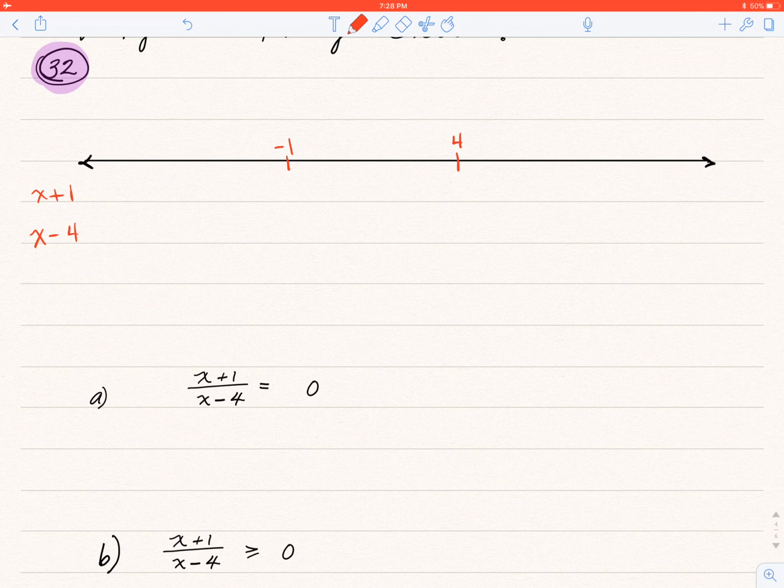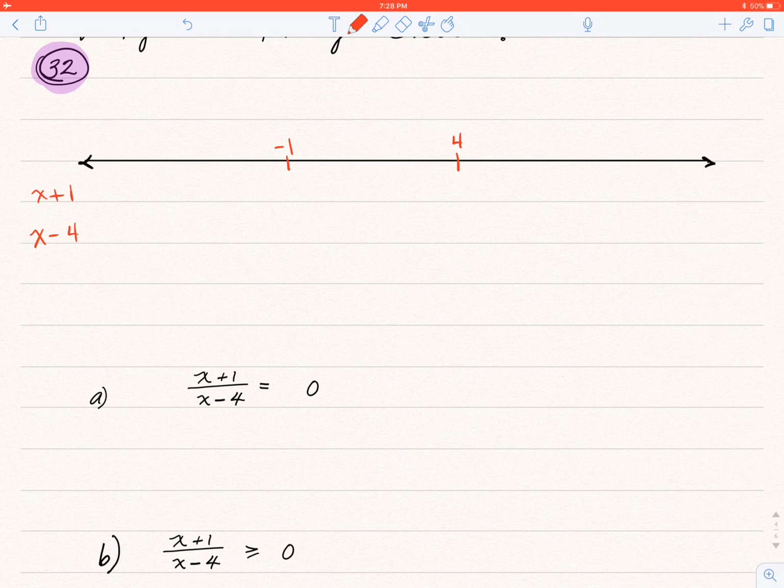Now, what I'd like to point your attention to is that these two numbers split my number line into 5 sections. I have the section to the left of the negative 1. I have the section on top of the negative 1. I have the section between my negative 1 and 4. That's section number 3. Section number 4 is the section on top of the 4. And then section number 5 is the section to the right of the 4. All 5 of these sections are now on my number line.